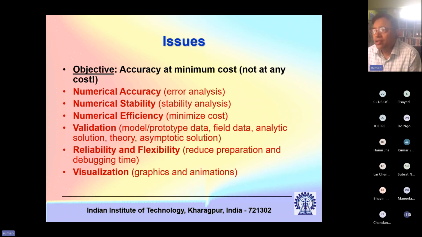And in that way, the issues that have been cropping up are independent of the software that we are using. We have an objective of getting a reasonably accurate solution at minimum cost, and this cost is computational cost, but not at any cost. That means we are of course trying to have some checks and balances in terms of the numerical accuracy, stability, numerical efficiency, validation, reliability and flexibility, and of course in the modern day computer vision has come in a big way, so visualization.